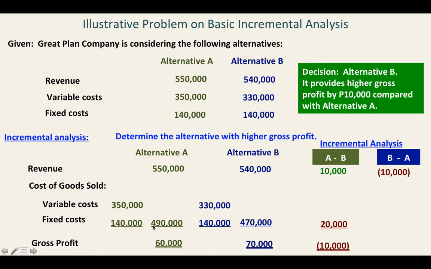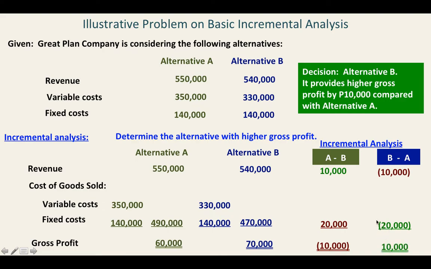470,000 minus 490,000 will give you a negative of 20,000. Meaning in terms of cost of goods sold, B has a lower cost of goods sold by 20,000. So doing the mathematical calculation, negative 10,000 minus negative 20,000, you will have positive 10,000.